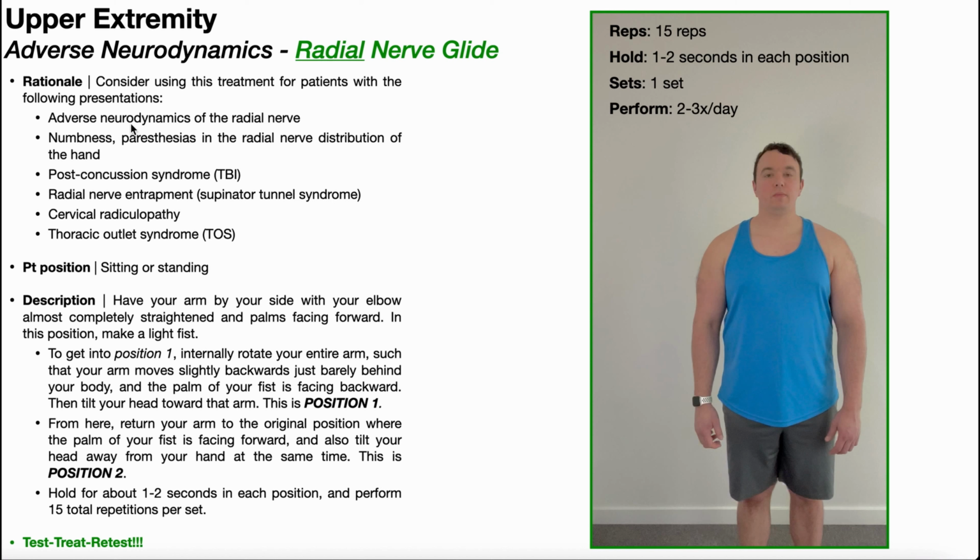Now, adverse neurodynamics is a very general umbrella term, but in general, any patient with a positive radial nerve tension test should probably be given a radial nerve glide. Also, any patient with numbness, paresthesias in the radial nerve distribution of the hand. Also, patients with post-concussion syndrome, so mild TBIs.